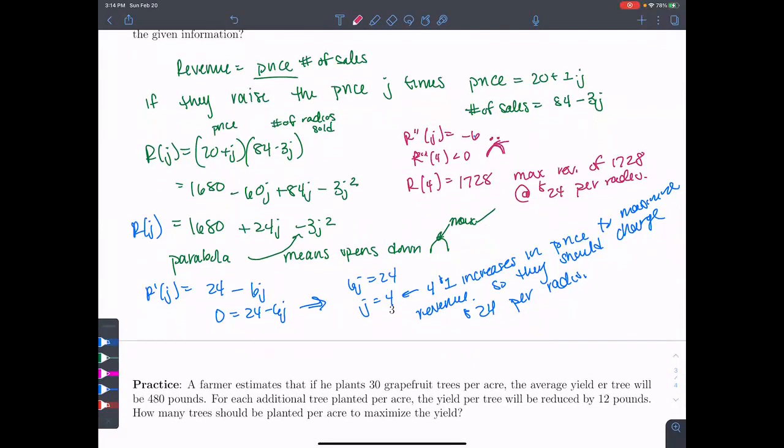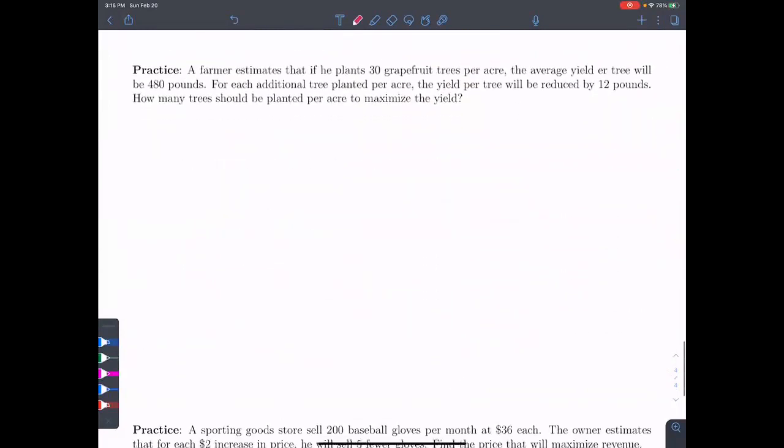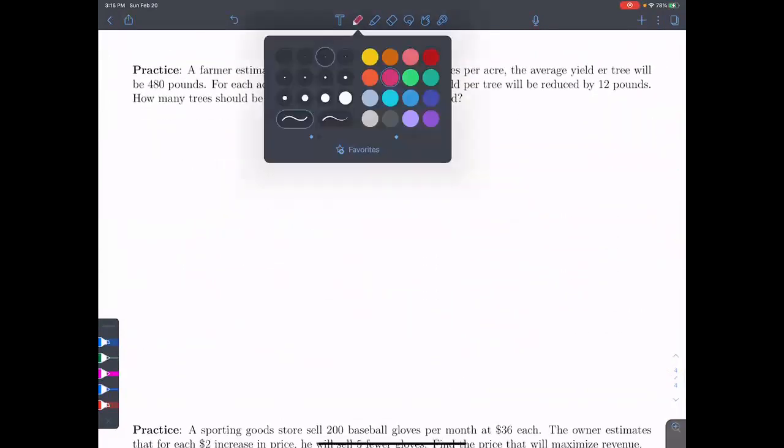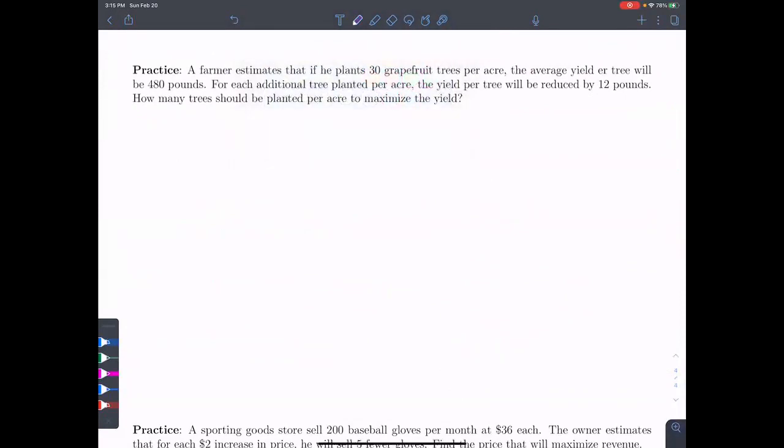Okay. Let's do these last two. A farmer estimates that if he plants 30 grapefruit trees per acre, the average yield per tree will be 480 pounds. For each additional tree planted per acre, the yield per tree will be reduced by 12 pounds. How many trees should be planted per acre to maximize the yield?